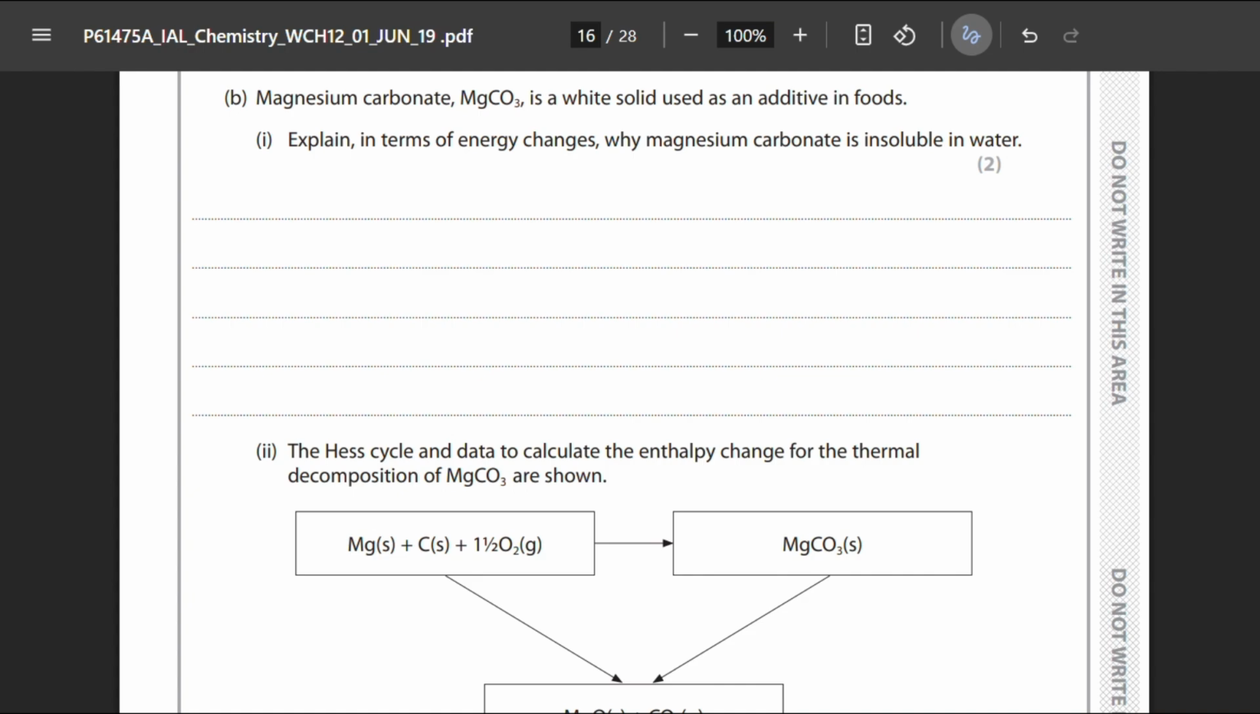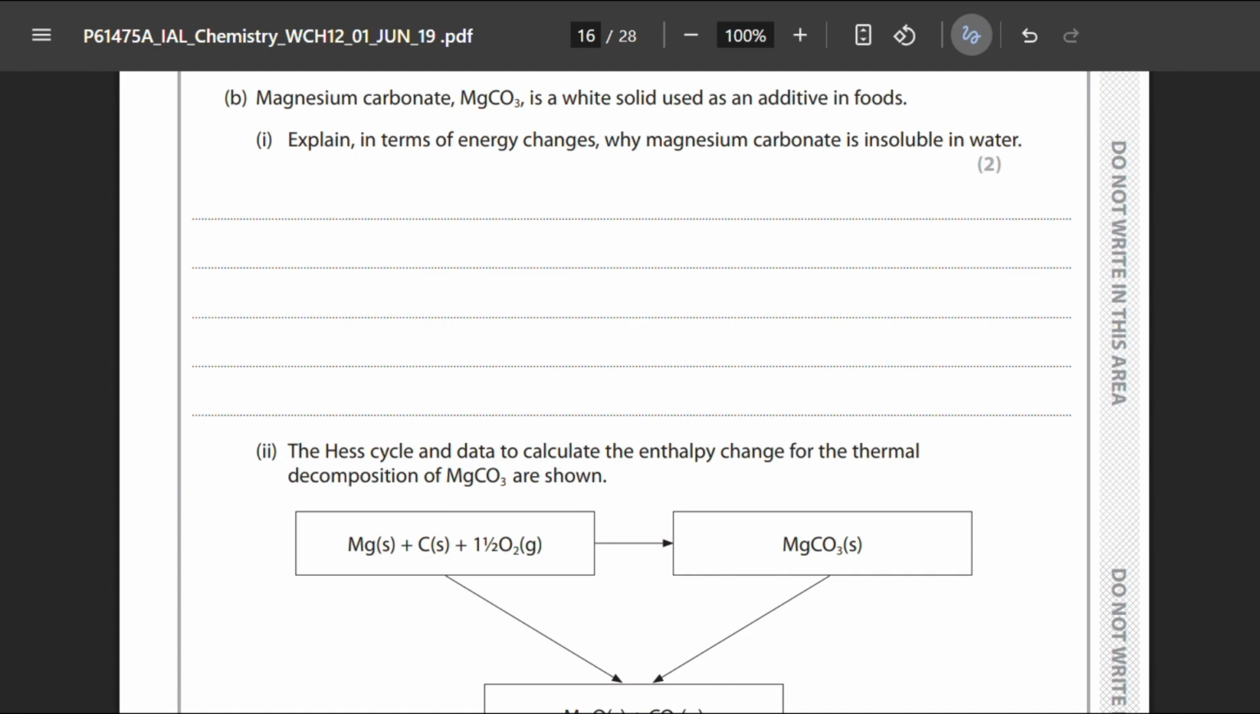Second part: magnesium carbonate is a white solid used as an additive in foods. Explain in terms of energy changes why magnesium carbonate is insoluble in water. Basically, magnesium carbonate has a strong force of attraction between magnesium and carbonate ions. So a large amount of energy is required to break the ionic bonds present in the ionic lattice of magnesium carbonate.